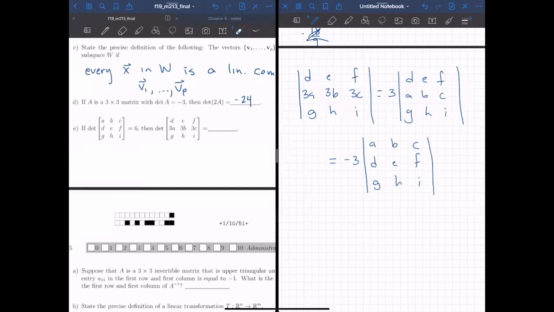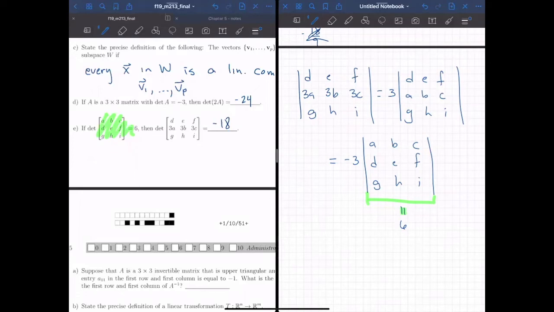Okay. And so now what I have is I have this piece here, right? And I know what the determinant of that piece is. I know that the determinant of this thing is 6. So my overall determinant is going to be, so this piece here is just 6. So my overall determinant is going to be negative 18. Is that okay?